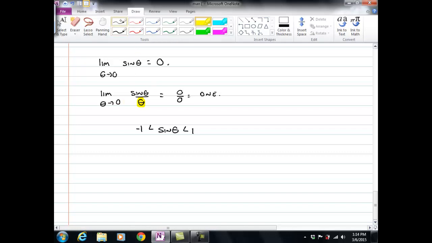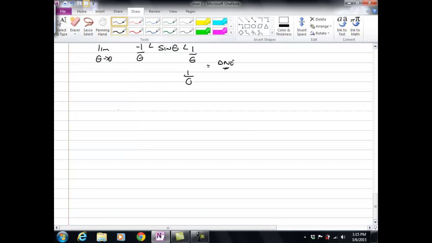So I'm going to divide everything by theta, and take the limit as theta approaches 0. But then a lot of you say, hey, that just gives you 1 over 0, which again is D and E. Look, in this case, we have a special condition. This is called special limits. Special limits means you have to memorize them. There are going to be 2 special limits you have to work with. These are special trig limits.